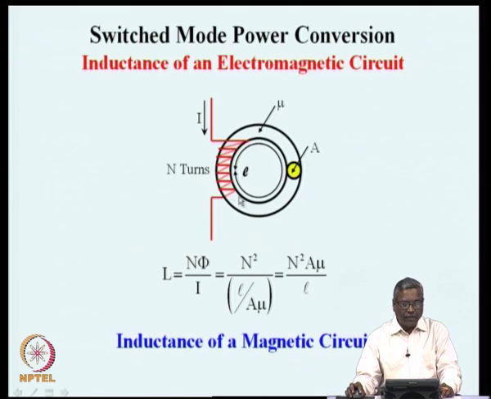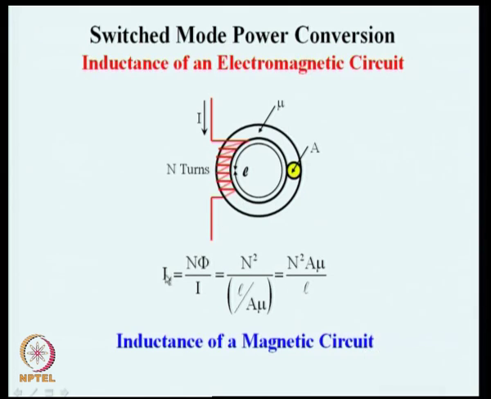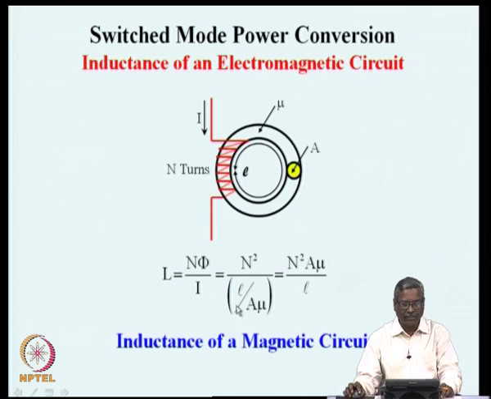Now, if you try to relate the inductance of this circuit, the inductance is defined as the flux linkage per ampere, and if we substitute phi equals Ni by reluctance, the inductance turns out to be N squared by reluctance, or N squared A mu by the length of the magnetic path. This is an important equation, and this is our starting point if we wish to design an inductor. The inductance of a magnetic circuit is proportional to the square of the number of turns. It is proportional to the area of cross section of the magnetic circuit. It is proportional to the permeability of the material used for the magnetic circuit, and it is inversely proportional to the length of the magnetic circuit.